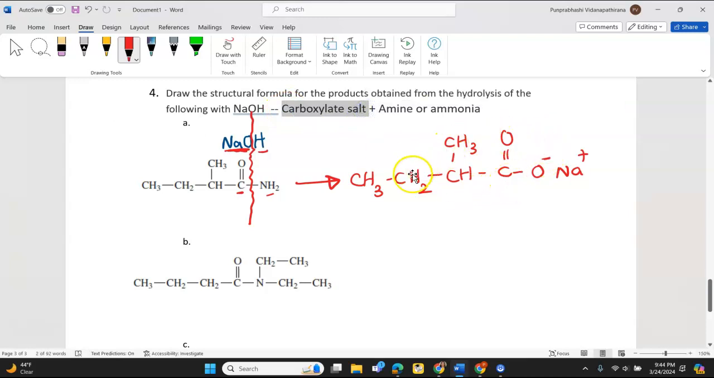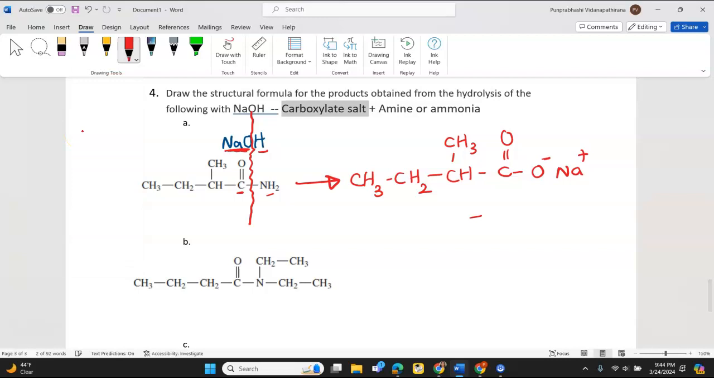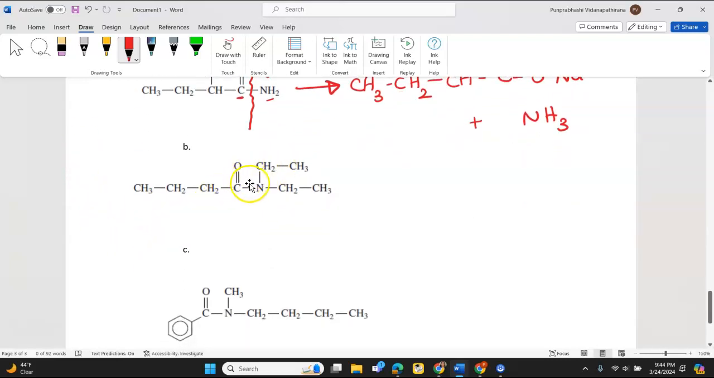Okay. So this is one of the products because it first forms the carboxylic acid, but in the presence of sodium hydroxide, which is a strong base, that carboxylic acid will form this sodium salt. Okay. But ammonia will just remain as it is, no change for that one. So the second product would be NH3. How do you know? You are just adding this hydrogen to this NH2. Okay, it becomes ammonia. Just like that, you can try what is the product here.